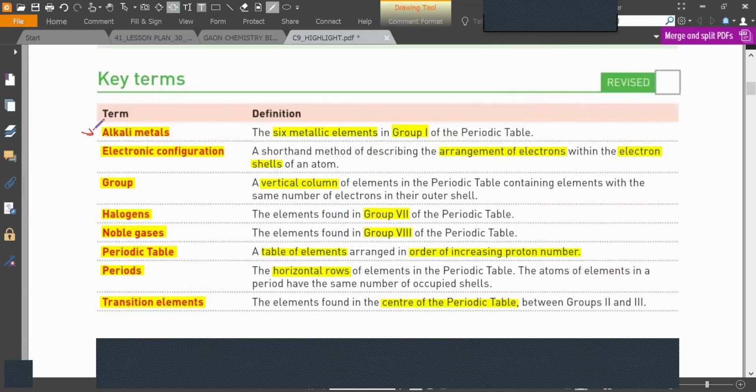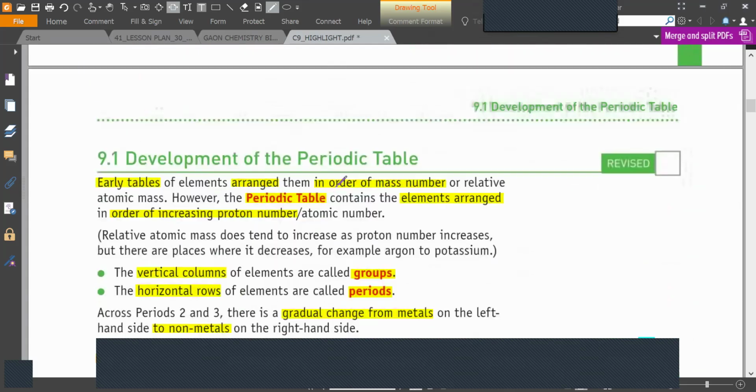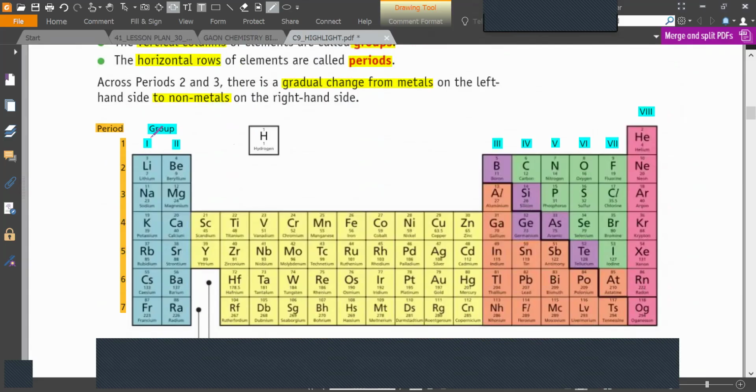Alkali metals, group one. Group one in the periodic table. So group one is here, all of this. They are group one, the alkali metals.